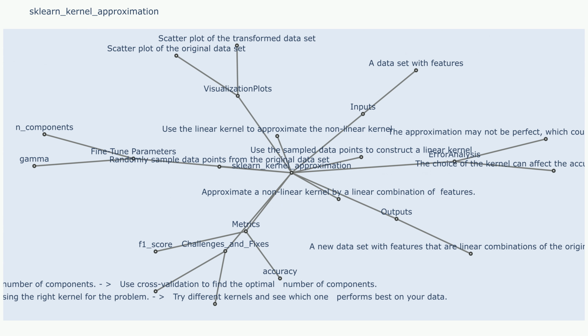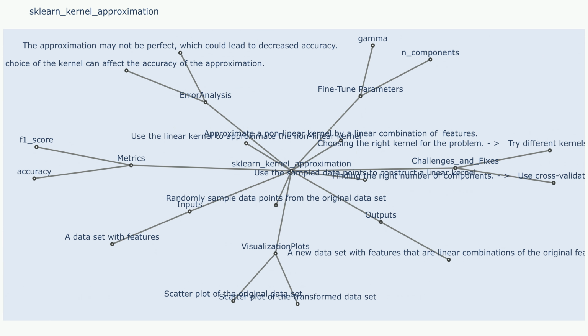Inputs: X, the training data. Typically a 2D array where rows represent samples and columns represent features. Y, the target values for supervised learning problems, or None for unsupervised learning.